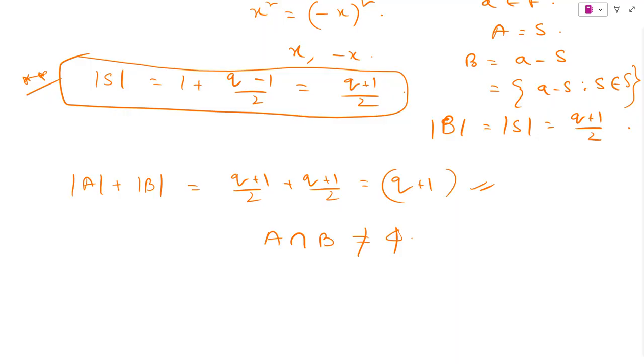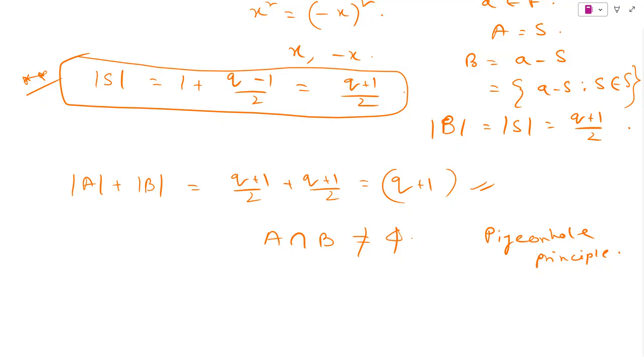So this is the main thing of this proof. This is an application of the pigeonhole principle. If two subsets together contain more elements than the entire field, they must overlap. No calculations, no formulas, just pure counting. And this is one of the most elegant ideas in finite mathematics.